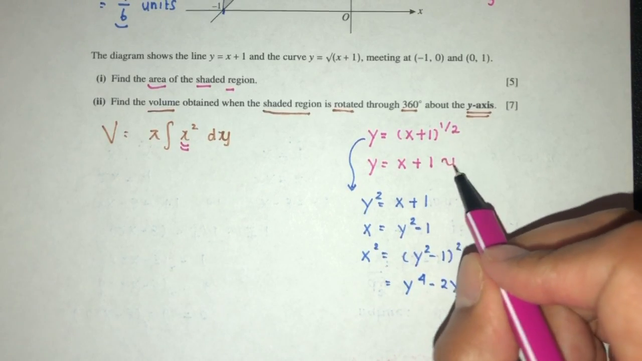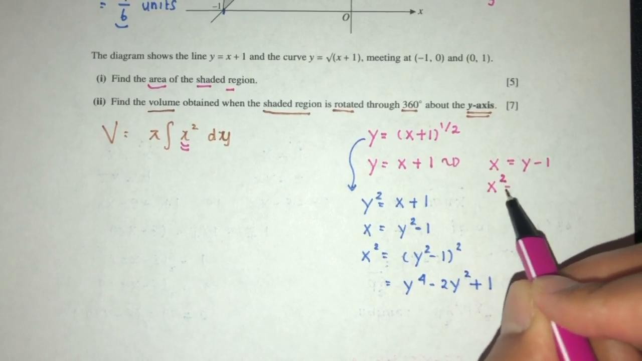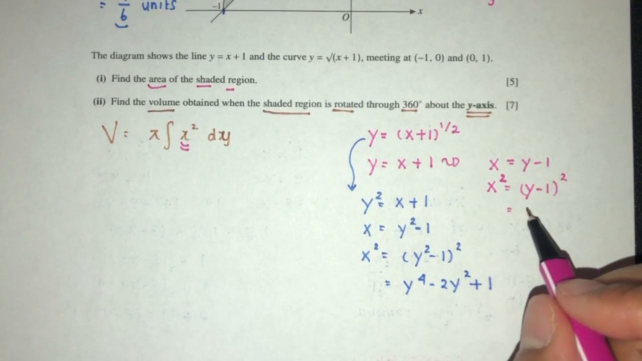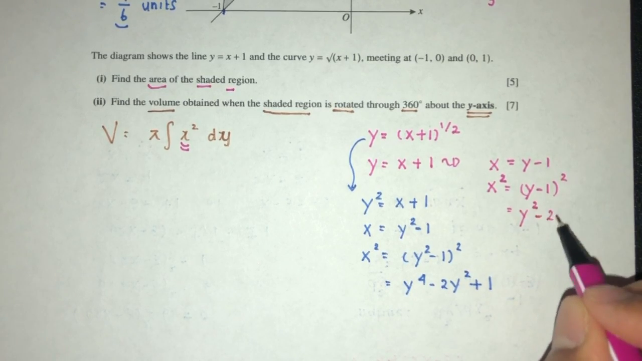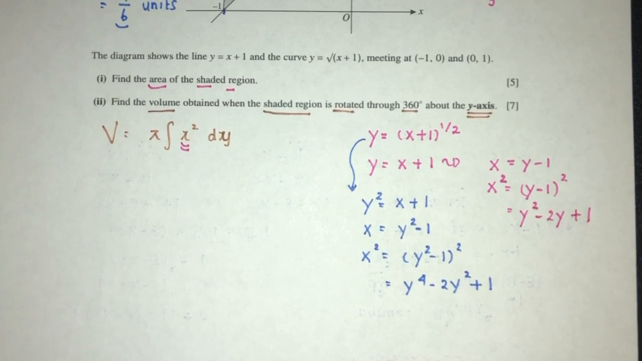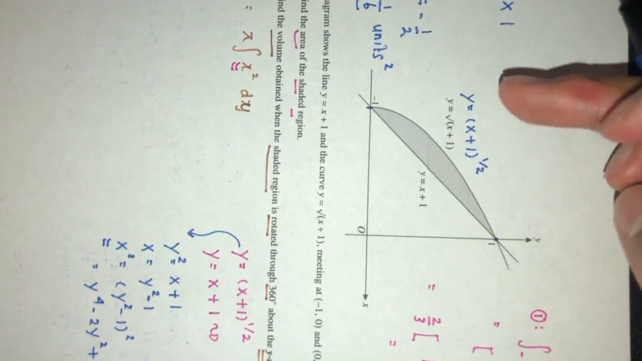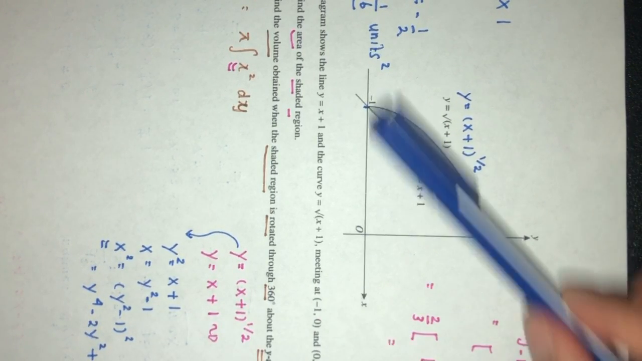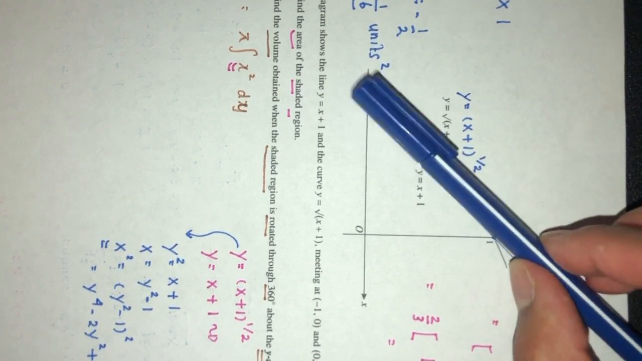Now for this one, x will be y minus 1. x squared will be (y minus 1) squared. That will simply give you y squared minus 2y plus 1. So this is the equation of the straight line, and the other is for the curve. But now by observation, if you were to rotate about the y-axis, as you can see, we only care about this region. It will be the whole volume, this whole thing, right, minus the volume below the straight line.